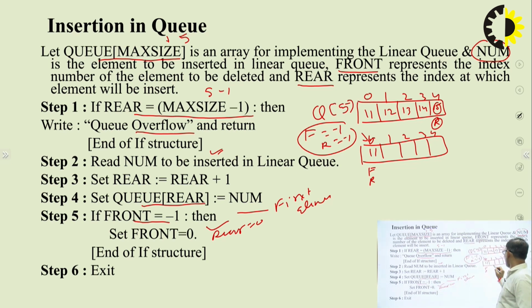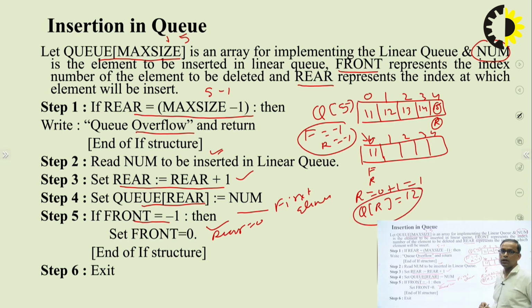Okay. Now after inserting the first element, to insert the second element, we simply use this step, rear is equal to rear plus 1. At first we have to increase the value of rear. So here rear is equal to 0, so now rear is equal to 0 plus 1. It means 1. So now at queue of rear, the new value will be stored at the index represented by the rear. So 12 is stored at queue of 1.